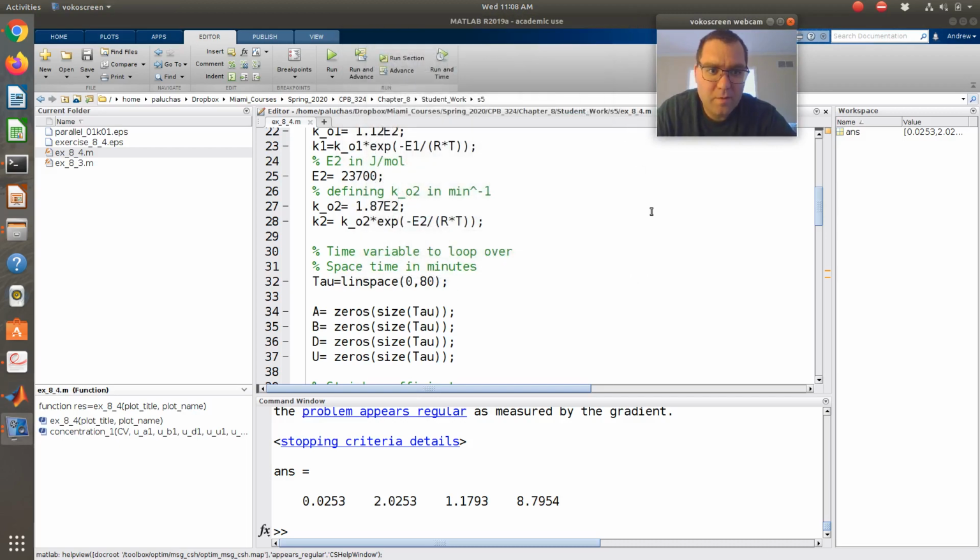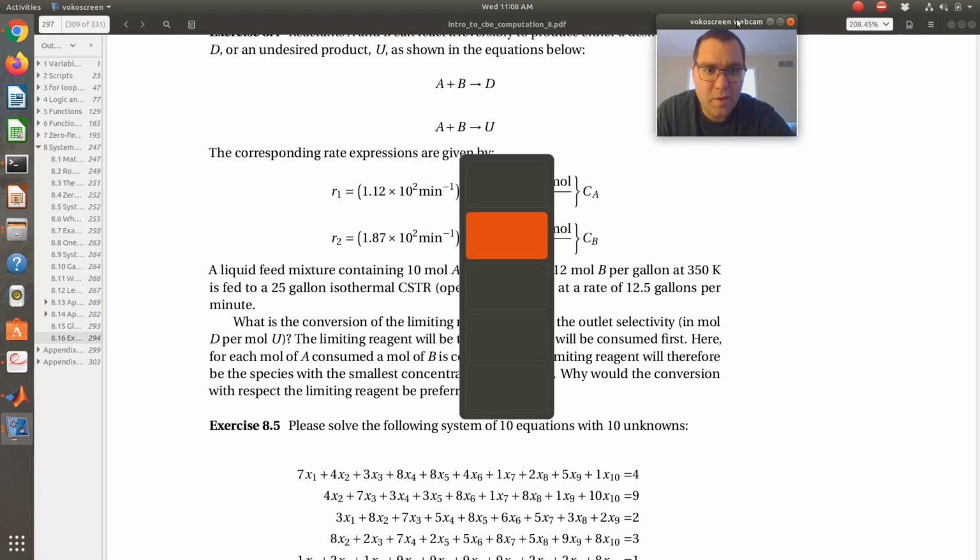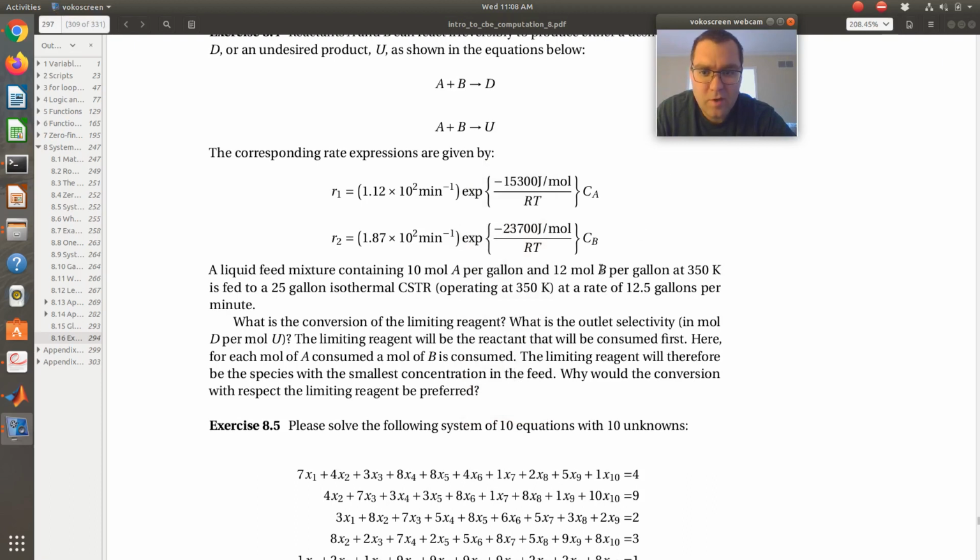Then I would tell you to refer to the screencast yesterday, debugging code, because what you actually need to do to solve this problem is you don't need to loop over a range of taus, but you're given a very specific tau. All right, you're told that you have a reactor that's 25 gallons, and you have an inlet flow rate of 12.5 gallons per minute. So you're given tau. Tau is this divided by that. All right, so basically you want to solve for the concentration of A, B, D, and U for tau of 2, right? So you just need to solve for tau of 2 minutes, get A, B, D, and U, okay?